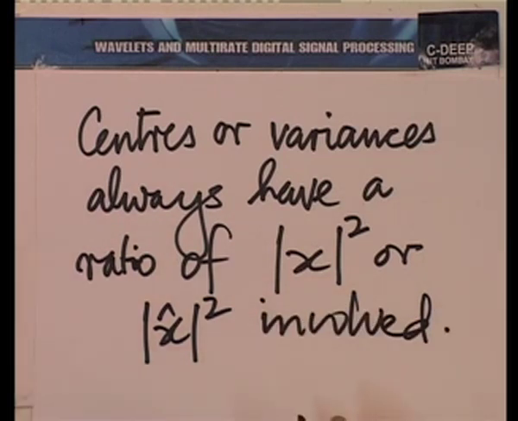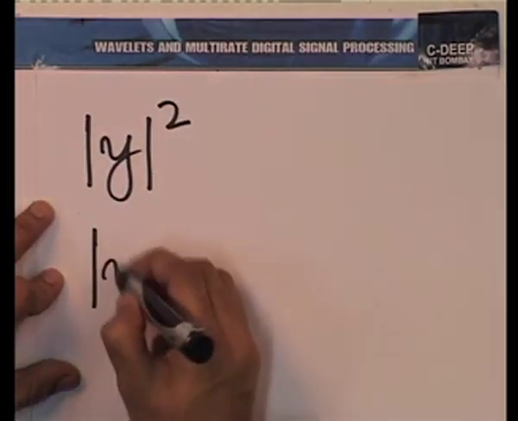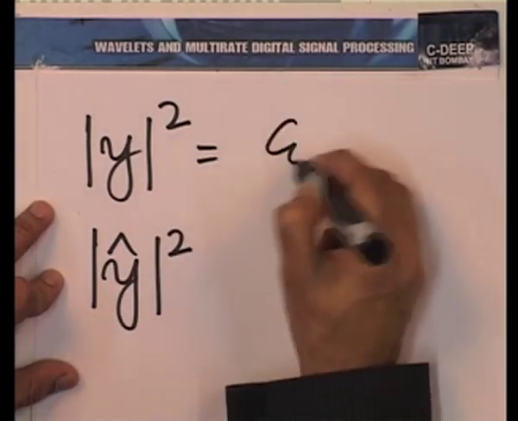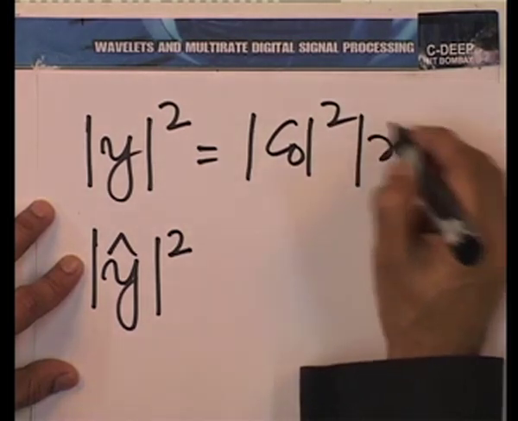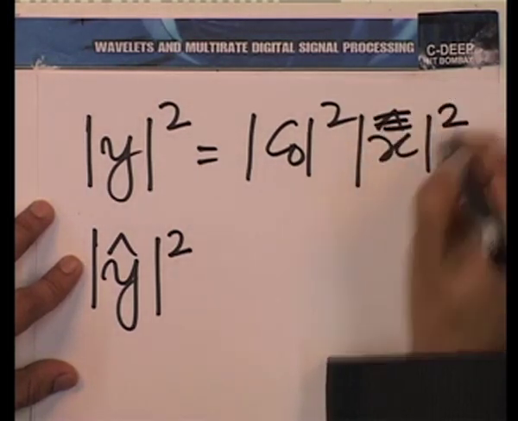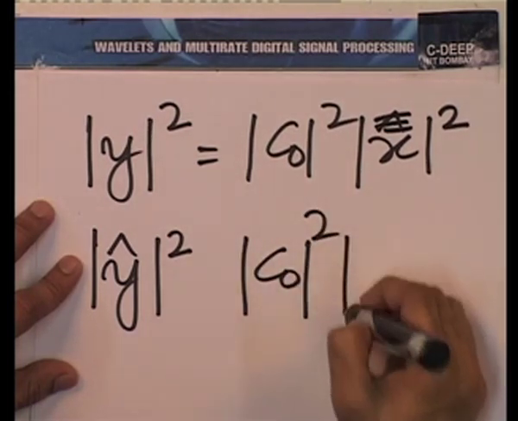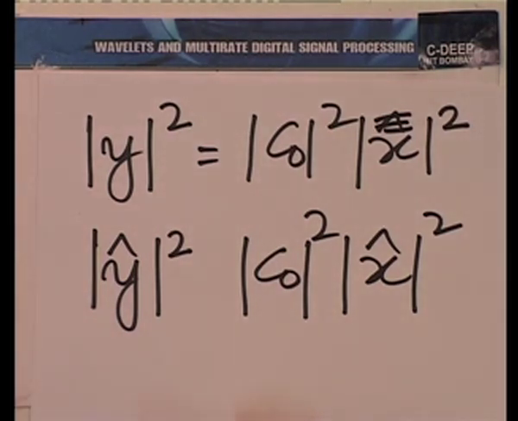Now, if y t is C 0 times x t, mod y squared, or for that matter mod y cap squared, is going to be mod C 0 squared times mod x squared. I am sorry, here it is just x. So, here too it is mod C 0 squared mod x cap squared. Now, when we take a ratio, this mod C 0 squared being non-zero is going to cancel from the numerator and denominator, and therefore, when we scale the dependent variable, there is no effect on the time center or the frequency center. Let us make a note of that.